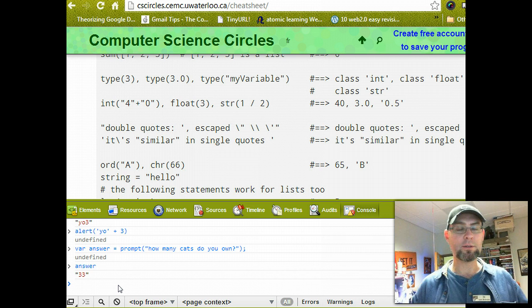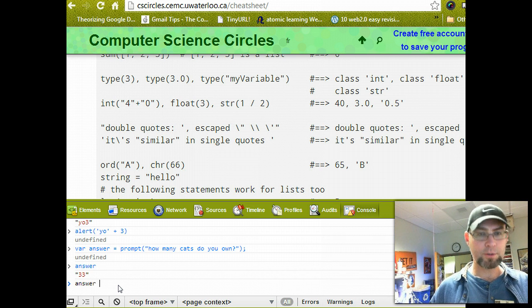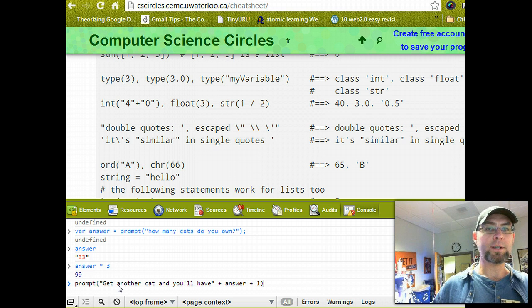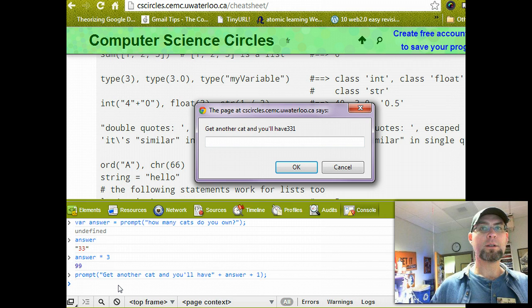But notice that that's a string around it. So what if we do answer times 3 gives us 99. So even though it is a string, it was able to figure out the math. So I'll write prompt, get another cat, and you'll have, and then I'll put answer plus 1. So it should say 33 plus 1 will give us something else. And get another cat and you'll have 331. Now what I wanted was 34. So what's going on there?